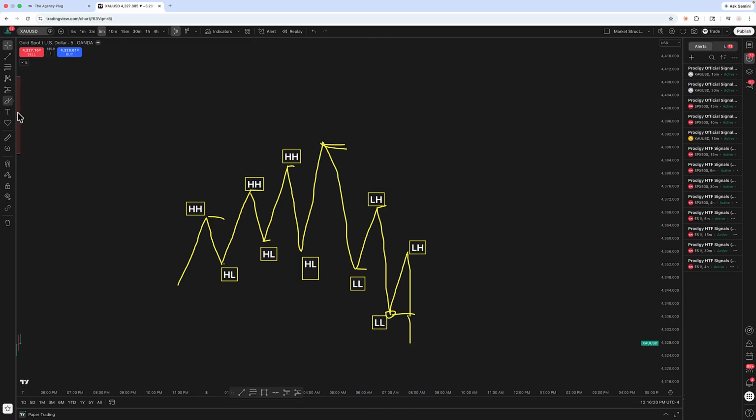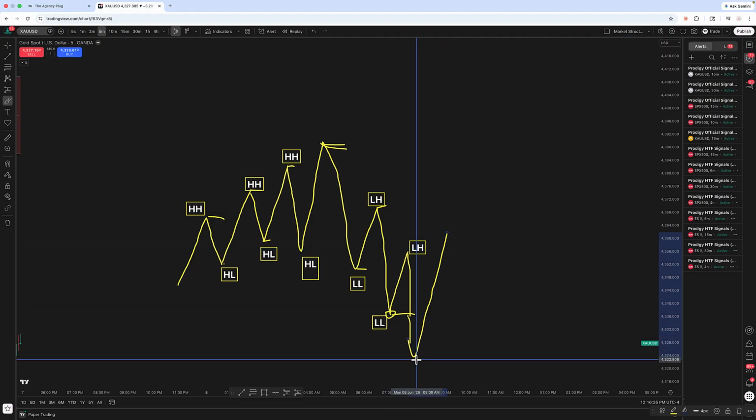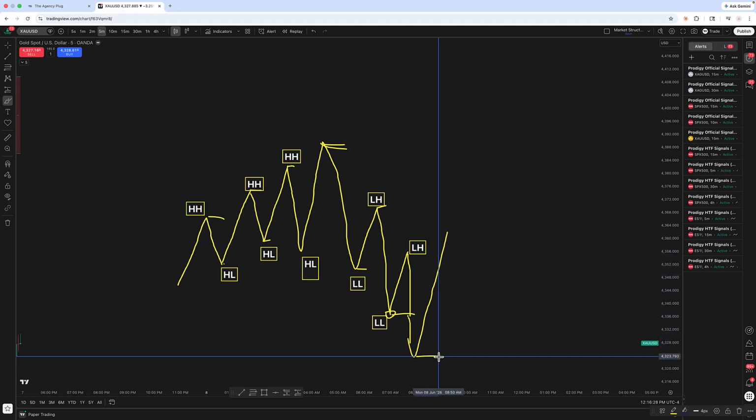Then it just continues the same thing. It comes down, comes up, and this time it can go all the way up here. But guess what? We're only looking for sales. It needs to break this. If it doesn't break this, then we're good.